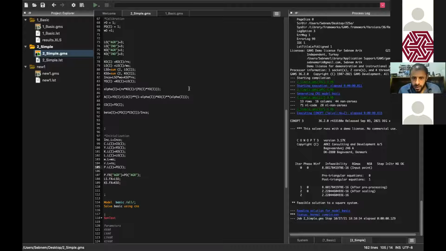Okay. So now what we have is a model that is working again. There is no infeasibility because the infeasibility is 8.8 multiplied by 10 to the power negative 16. And we have a feasible solution to a square system. Any questions on what we've done so far?